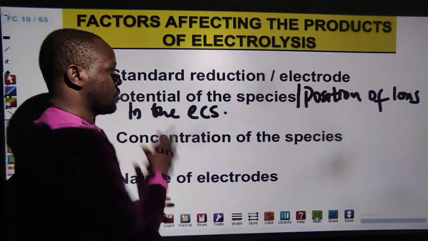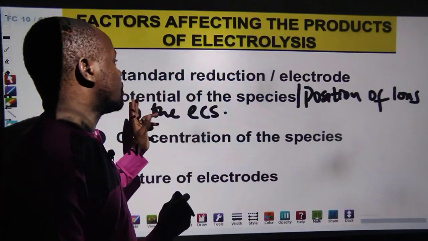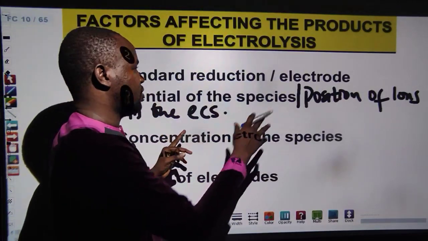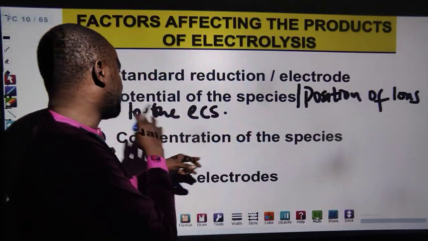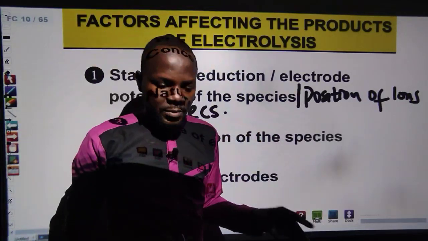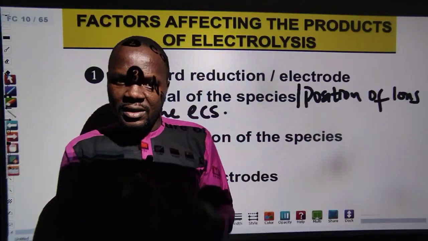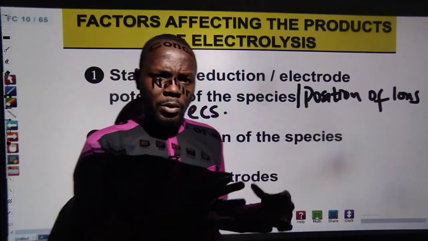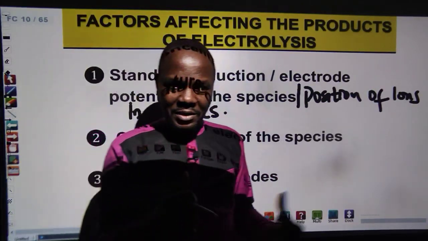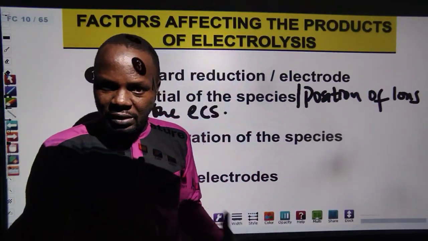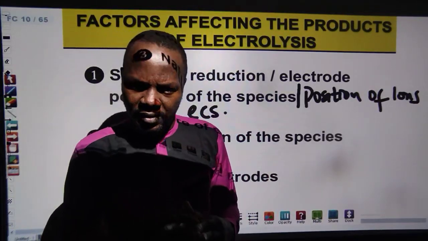Because of standard exams like JUPEB and IJMB, you have to be careful, because I use this position as the same thing as what we call the standard reduction electrode potential of the species. Most questions in JUPEB will test you on the standard reduction and the standard oxidation. I told you the more positive, the more the reduction ability. And the more negative, the more the tendency to oxidize. We've done that under the concept of our next equation.